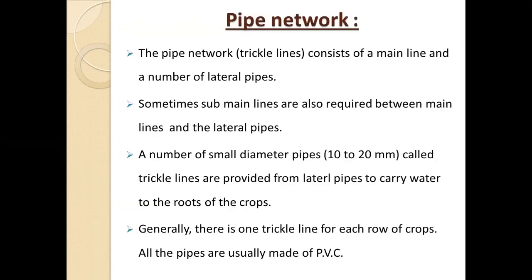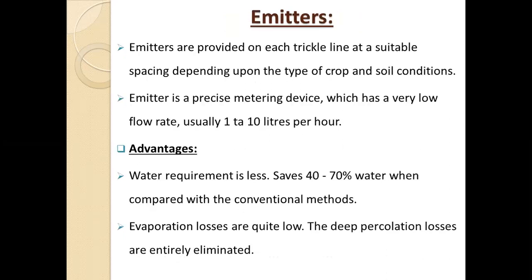Next is the pipe network. Pipe networks are also called trickle lines. It mainly consists of a main line and a number of lateral pipes. Sub main lines are also required between the main lines and the lateral pipes. Small diameter pipes of about 10 to 20 mm, called trickle lines, are provided from the lateral pipe to carry the water to the roots of the crops. There is one trickle line for each row of crops. All the pipes are usually made of PVC material.